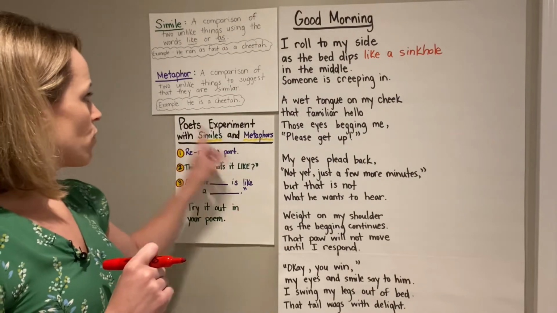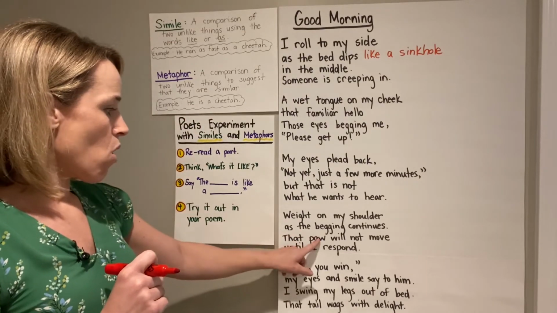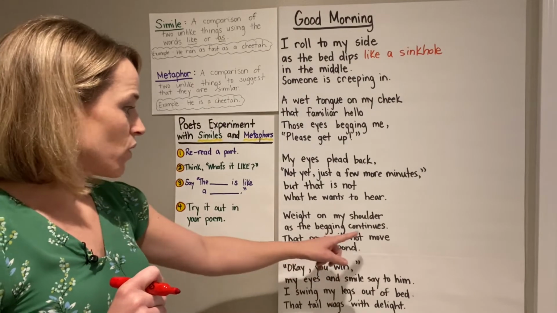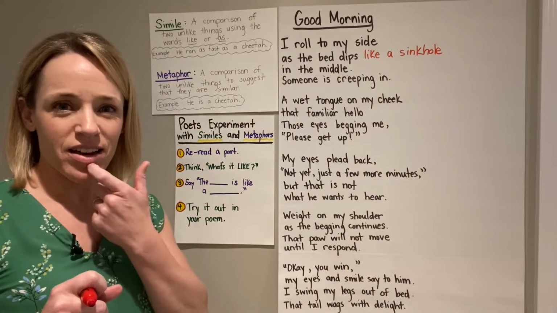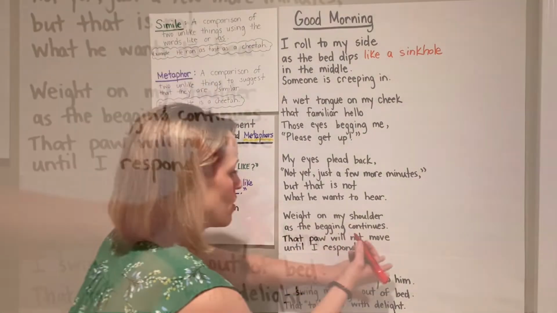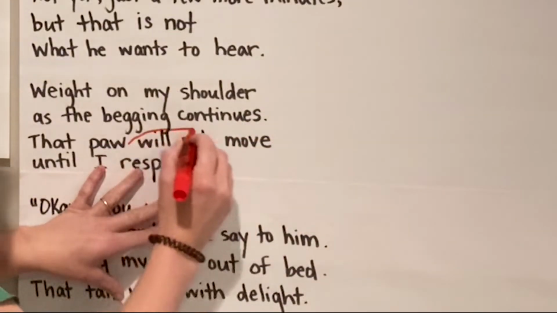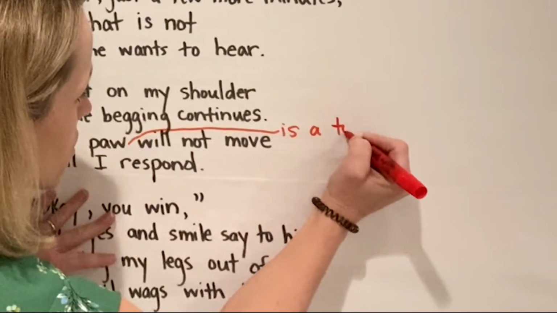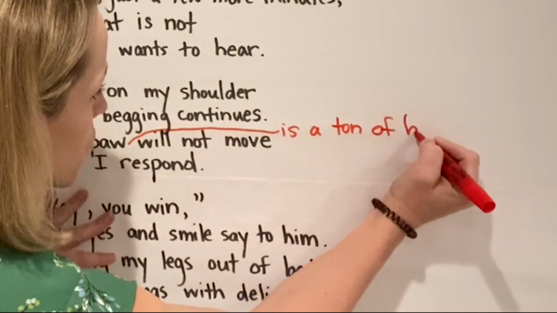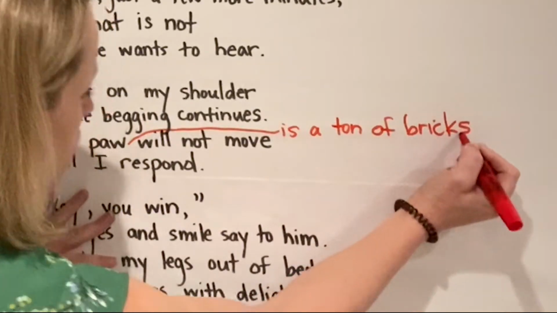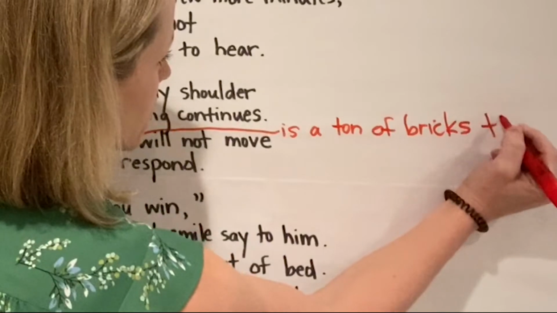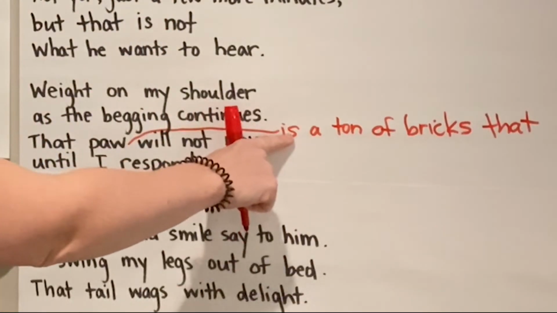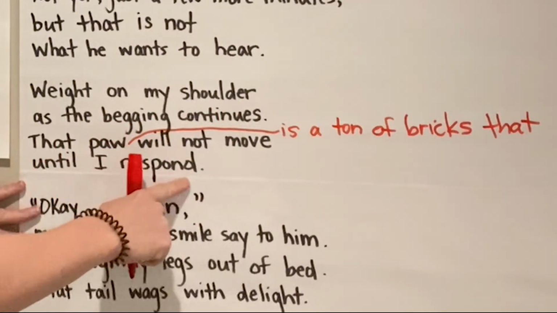So if I say it like a metaphor, that paw is a ton of bricks that will not move until I respond. Could that work? Yeah, let me try that. So that paw, I'm just going to make a little line here. That paw is a ton of bricks that will not move until I respond.